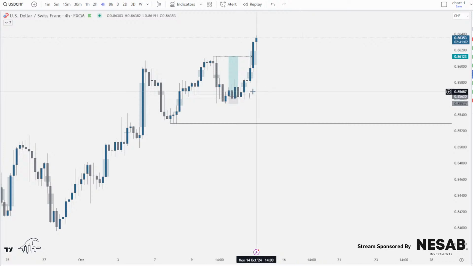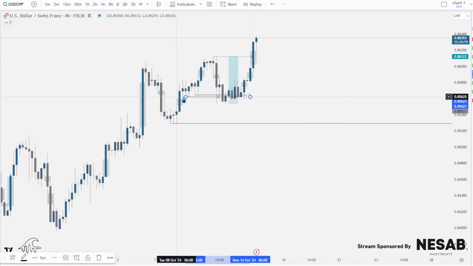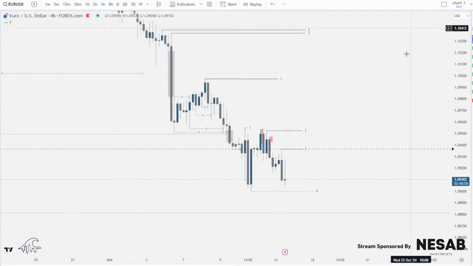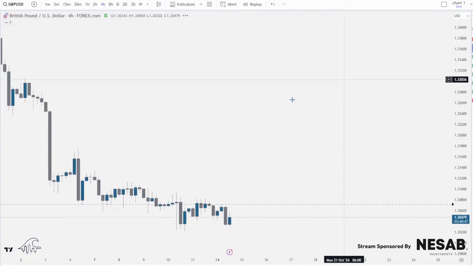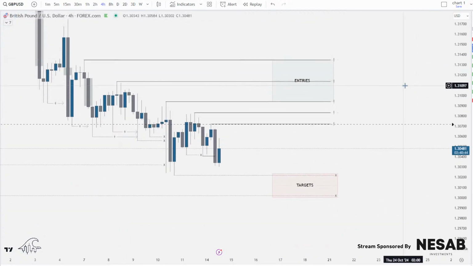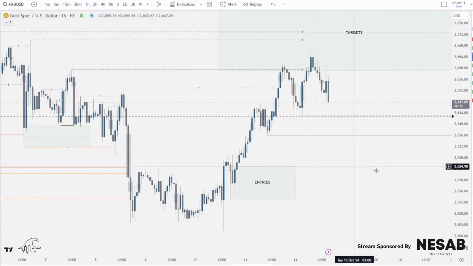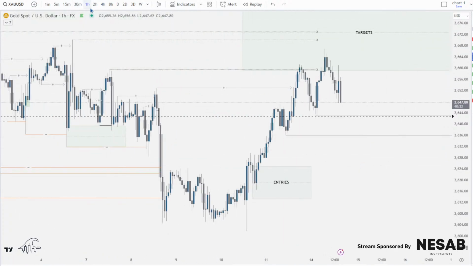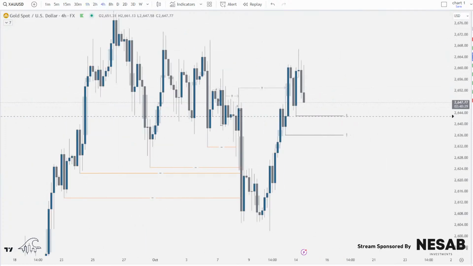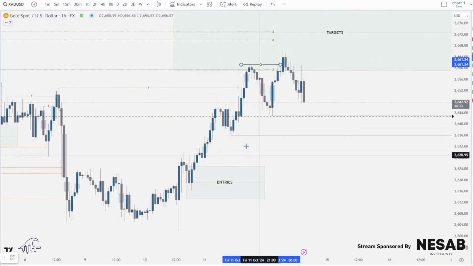Got 4 hour here. Oh, what am I doing? Nothing huge going on here. Again, nothing going on here. We've got alerts set on that. GU, nothing crazy going on here either. We've got alerts. Gold, let's get an alert on that. As it stands, nothing crazy going on. The only thing I am seeing is this being taken, and that's it. But like I said before, the relevance of that is going to be dependent on our bias on a higher time frame.